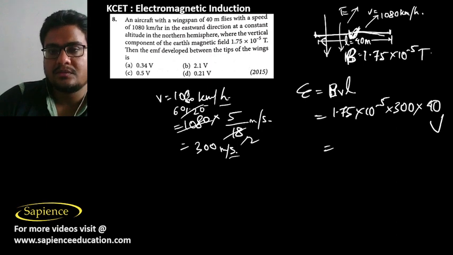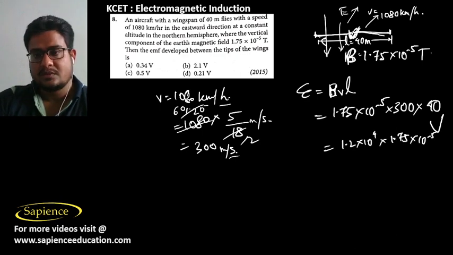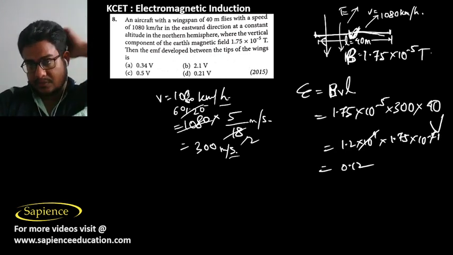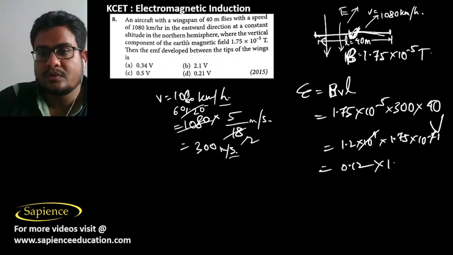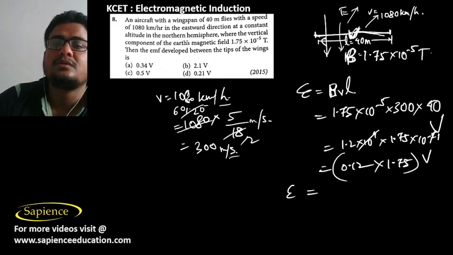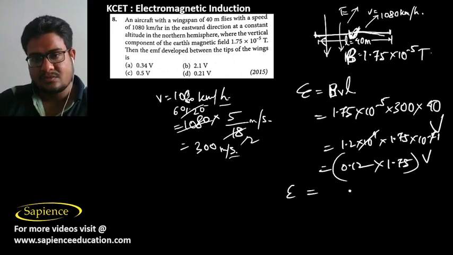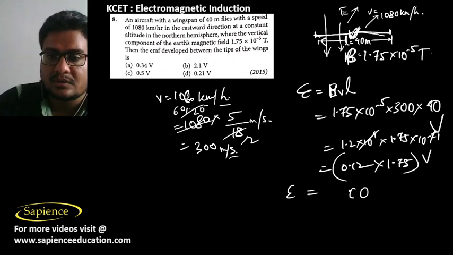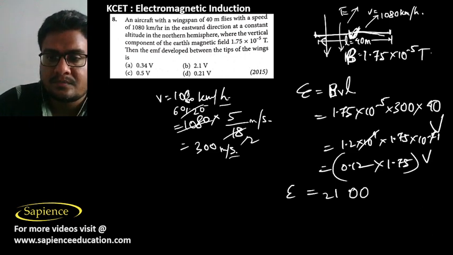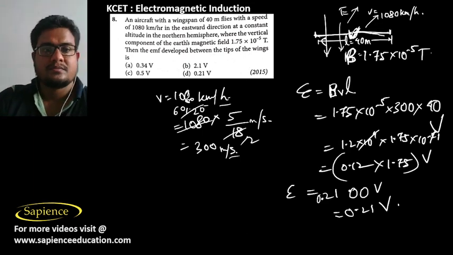So this much volt is equal to 1.2 into 10 power 4 into 1.75 into 10 power minus 5, which is 0.12 into 1.75, so the induced EMF is equal to 0.21 volts. Option D is the correct answer.